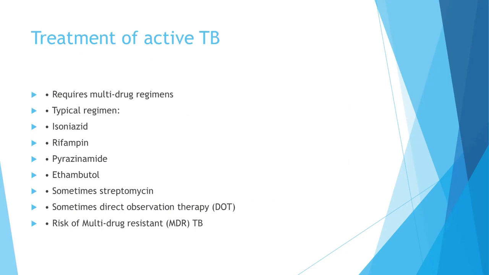So the treatment of active TB requires multi-drug regimens like isoniazid, rifampin, pyrazinamide, and ethambutol. Sometimes streptomycin injection can be added. Sometimes the patient has to go on directly observed therapy, DOTS, and the risk of multi-drug resistant TB is also there.